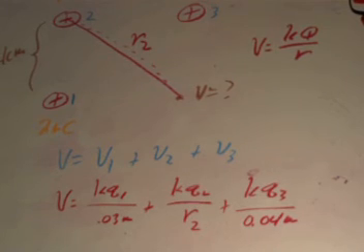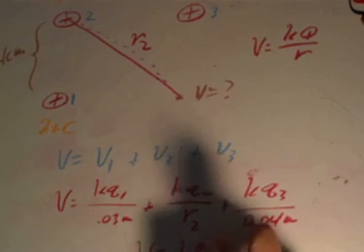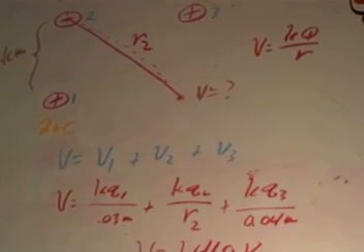And I believe if we put in all the numbers on that and do a bit of calculation, you get something like 1,410 volts. So the scalar potential is 1,410 volts. That's what you'll get there.